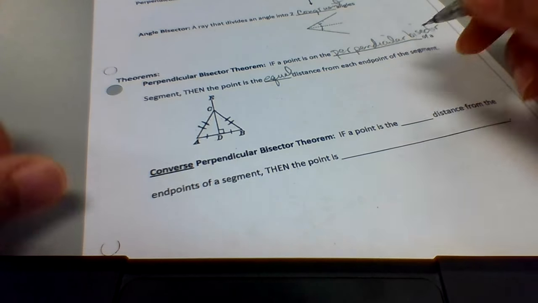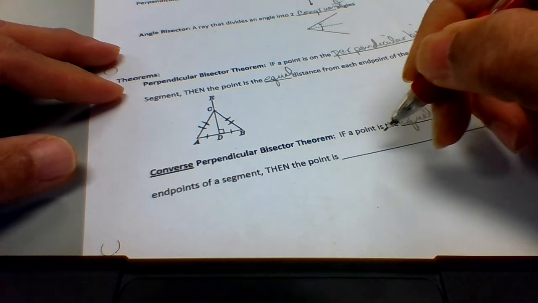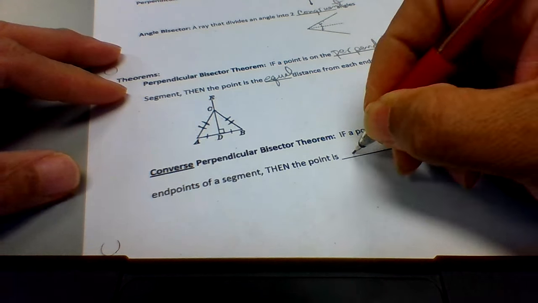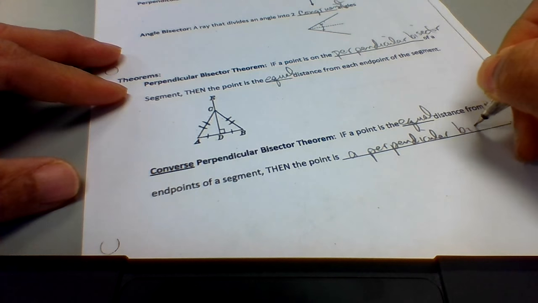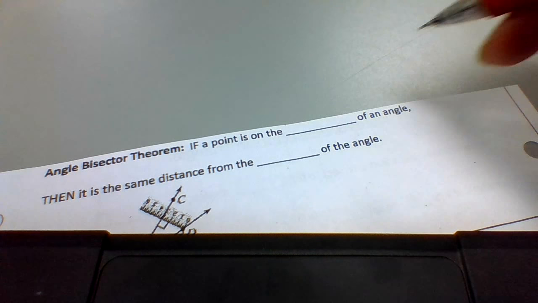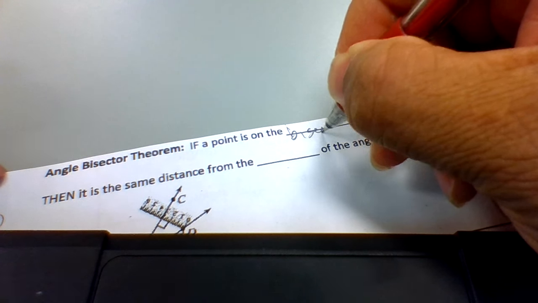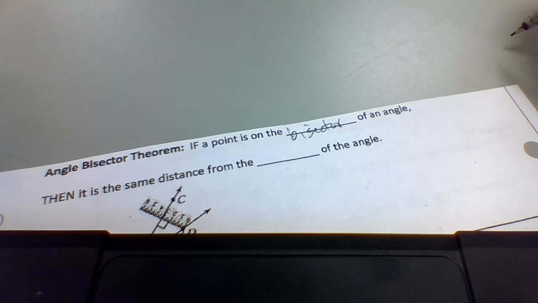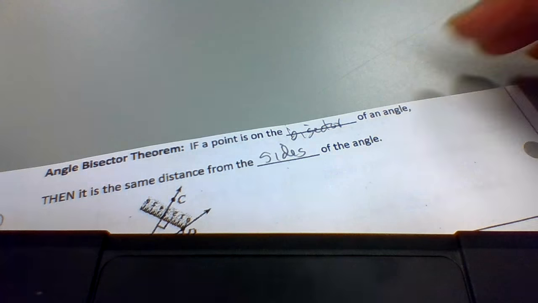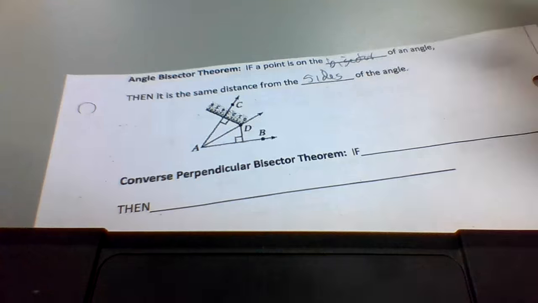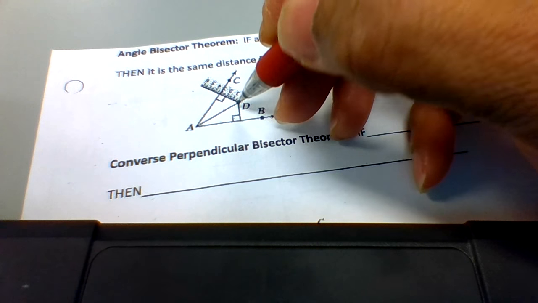If a point is the equal distance from the endpoints of a segment, the point is on the perpendicular bisector. If a point is on the bisector of an angle, then it's the same distance from the sides of the angle. So if a point's on the bisector like D is, then to go from C to D is the same distance as going from B to D.